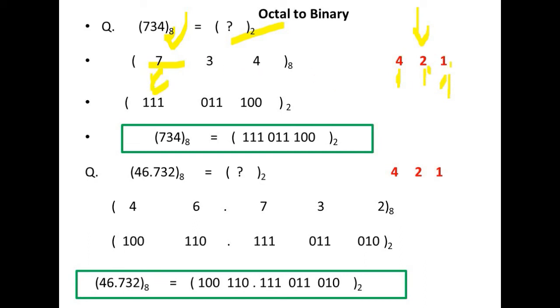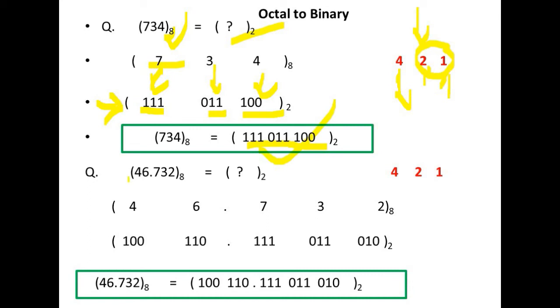Now focus on 3. How would we get 3? For 3 we require these two digits. So in place of 4, a 0 will be put. So the binary equivalent of 3 is 0, 1, 1. And for 4, we require only one digit, 1, and the rest will be 0. So it is 1, 0, 0. Now we have got the required answer. So 734 is given as 111 011 100. Here the answer is written.